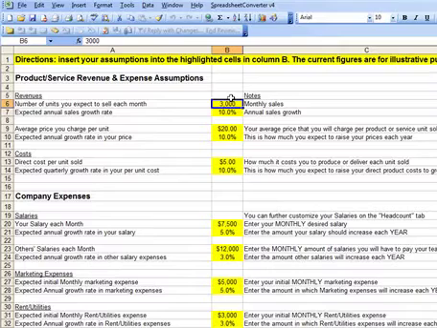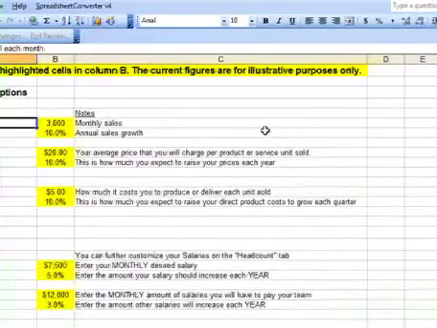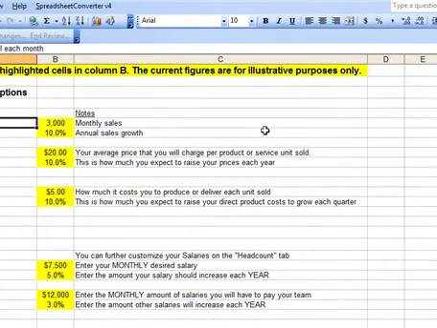So you just need to read the question and answer it. The first question essentially is, what is the number of units, or tires in this case, that you expect to sell each month? Now, sometimes we fluctuate between month, quarterly, and annual.